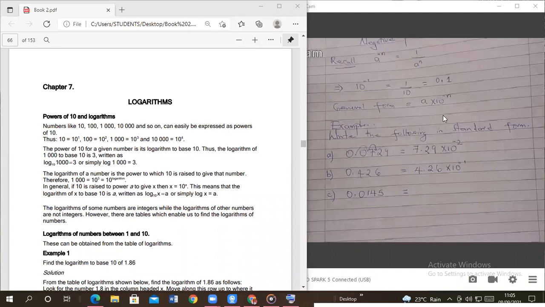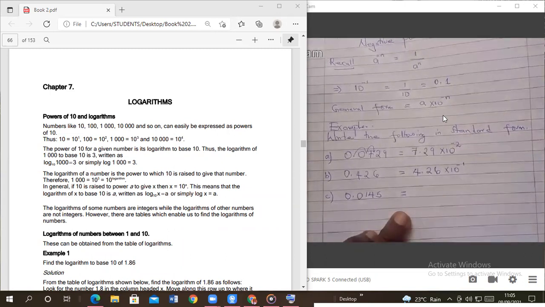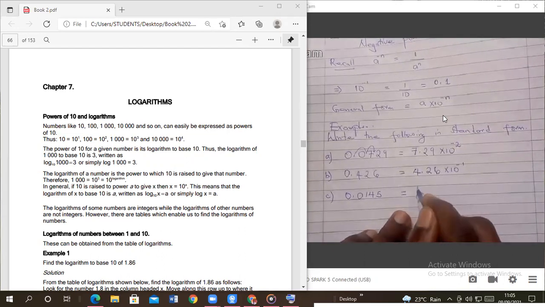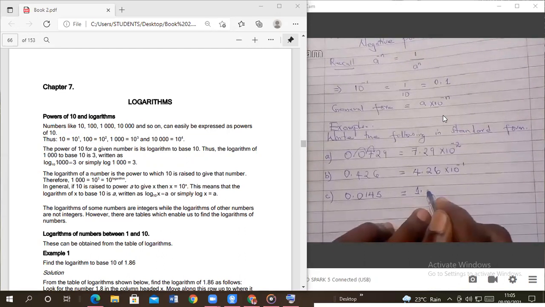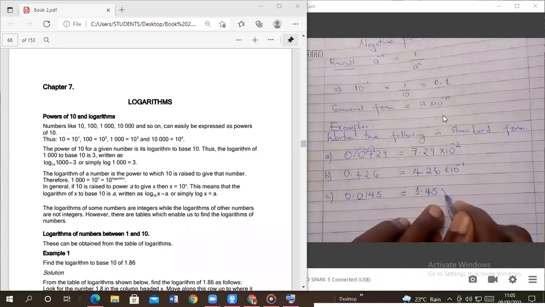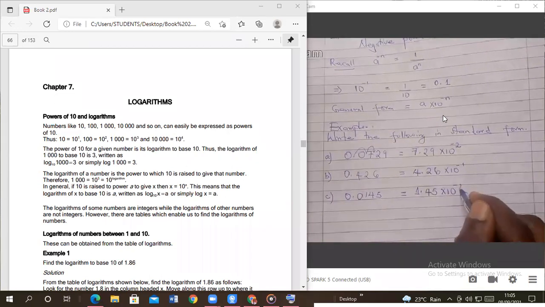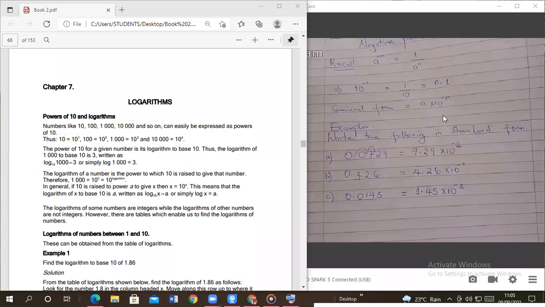Okay. Now write for me that one. Who can give us the answer for that? Someone to give us 1.45. 1.45 times 10 to the power negative 2. Very good. You people, I don't know even what to say now. But let me.